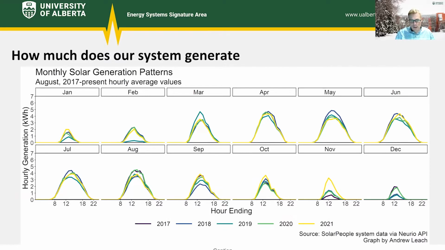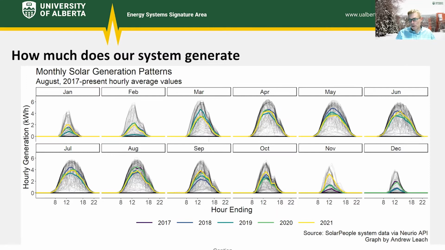How much does it generate? So these are my annual average curves, just so you get a sense of it. November, December, January, and February tend to be terrible because of low sun angle and because of snow cover. And May, June, and July are great in terms of generating solar power. But these are averages. There's a whole bunch of variation in between.